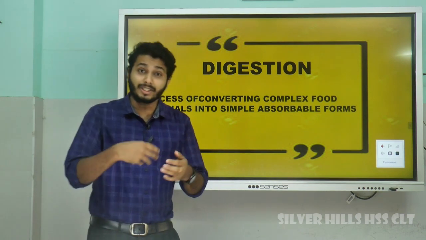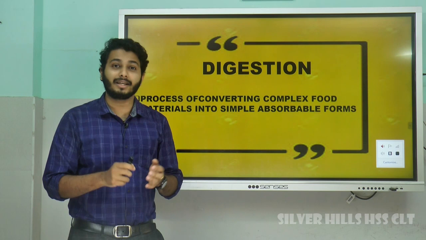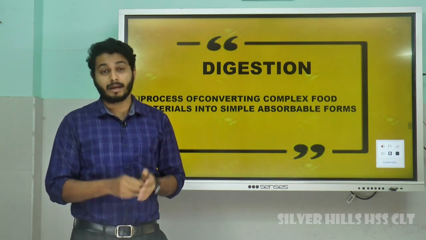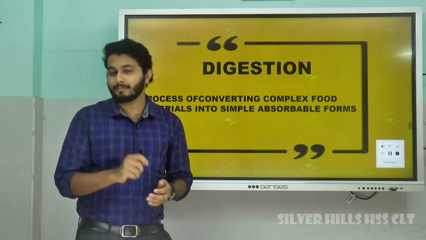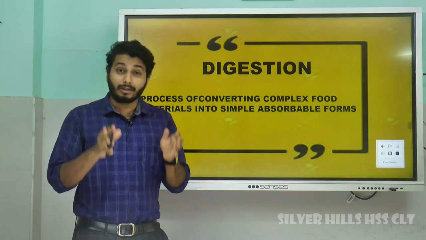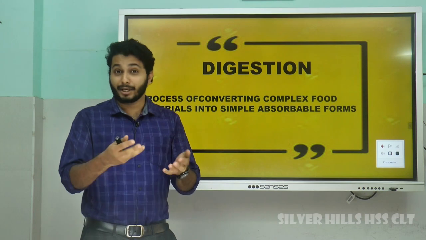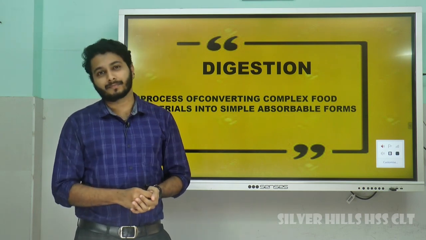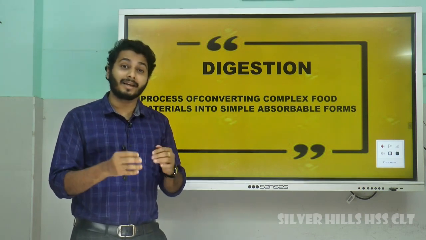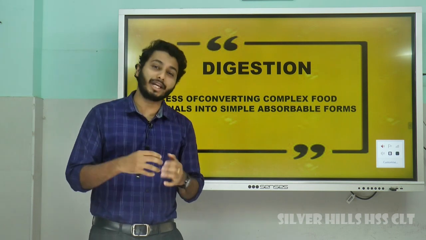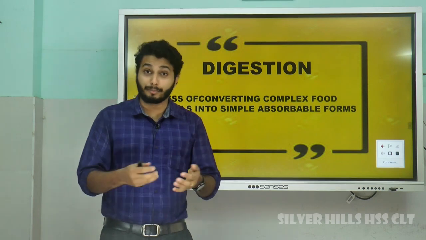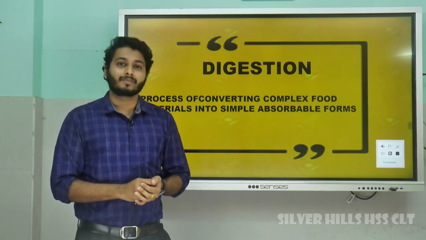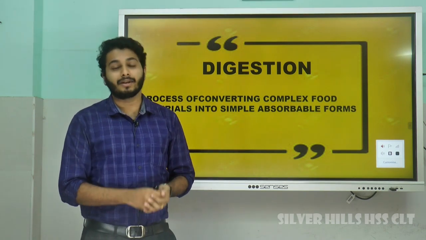The food which is taken into our body is actually macromolecules. Macromolecule means complex molecules. The body will not accept these macromolecules. The body will only accept micromolecules. Micromolecules means simpler particles. So there is a process behind the conversion of macromolecules into micromolecules, and that process is called digestion. In human beings, there is a digestive system which facilitates the process of digestion.